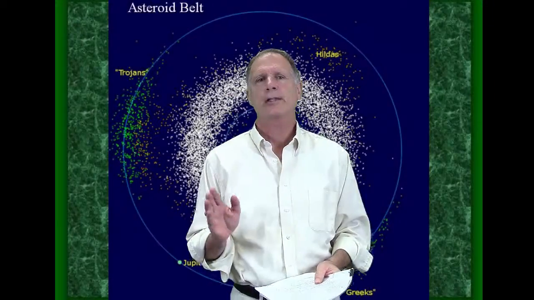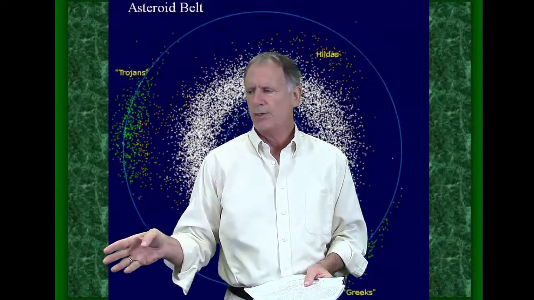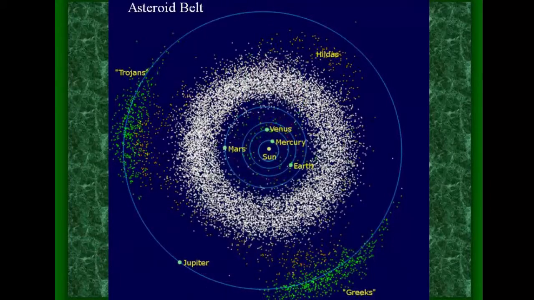In this section, I'd like to talk a little bit about the asteroid belt. To define the asteroid belt, we're going to need to take a look at this diagram. The asteroid belt really is where the concentration of all those white dots is, and each one of those represents an asteroid. The asteroid belt falls between Mars and Jupiter.